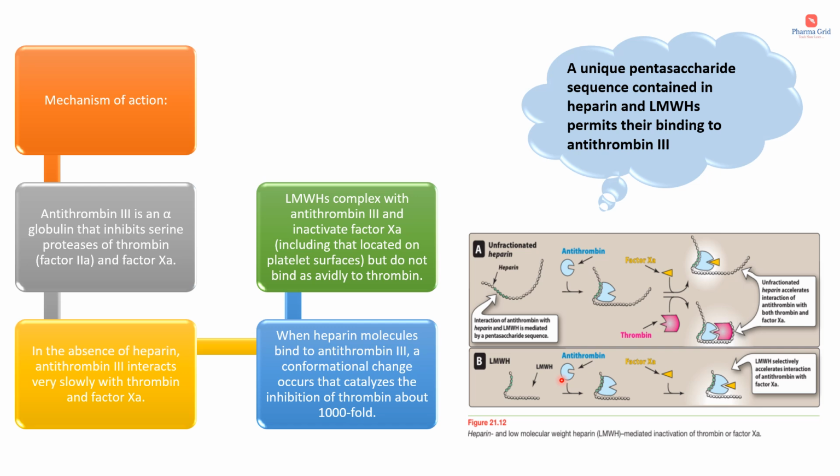Unfractionated heparin accelerates the interaction of antithrombin with both thrombin and factor Xa, whereas low molecular weight heparin selectively accelerates the interaction of antithrombin with factor Xa. A unique pentasaccharide sequence contained in heparin and low molecular weight heparin permits the binding of antithrombin III.